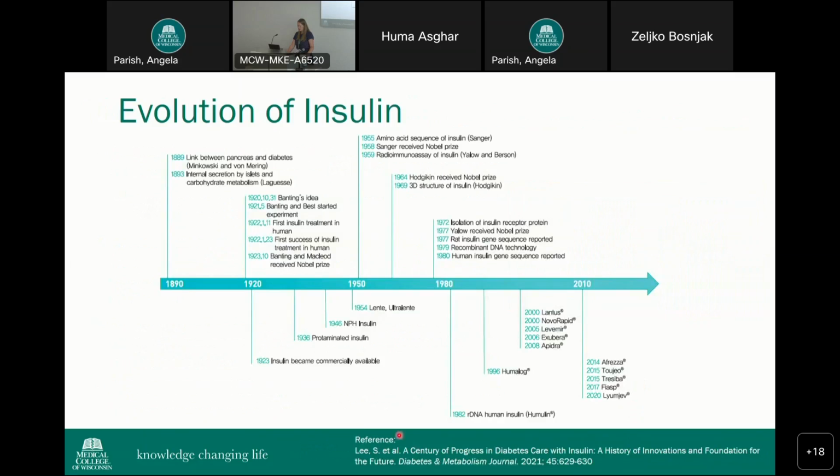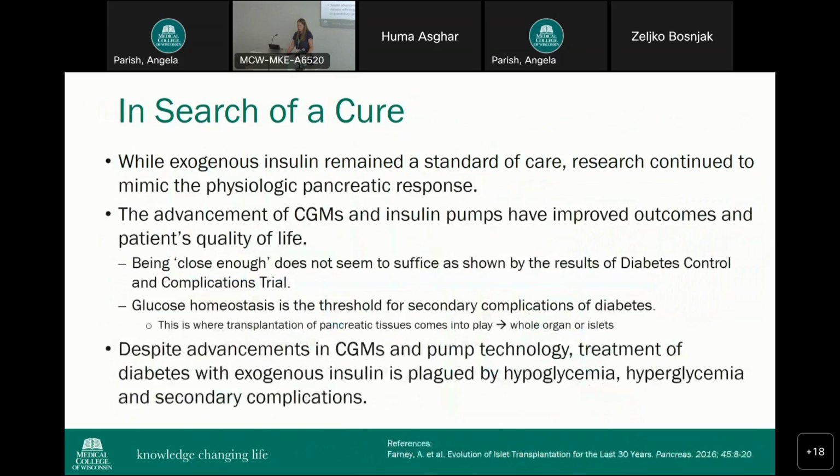So this is just kind of an illustration of how all the way in 1869, we discovered that the pancreas was associated with diabetes. And now all the way in 2020, we have kind of our go-to insulin. So it was a long, hard journey, and yet we're still kind of on this path to perfecting our treatment of diabetes. So really, the search for a cure continued.